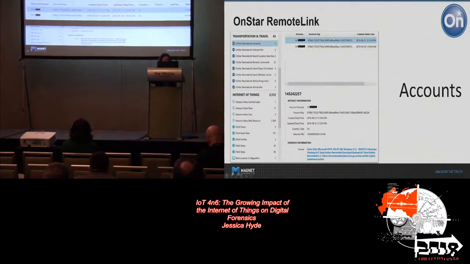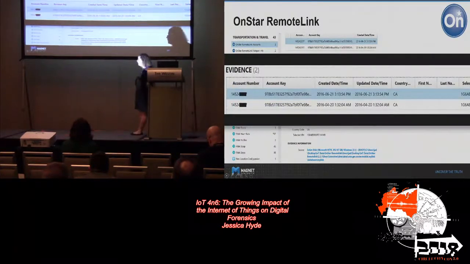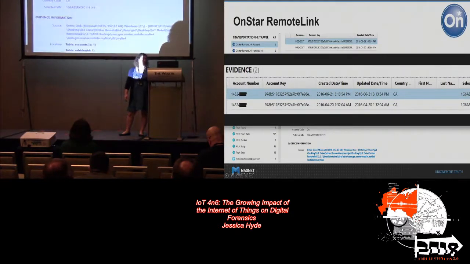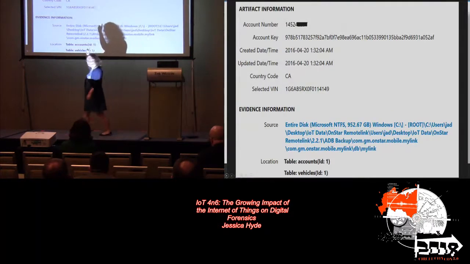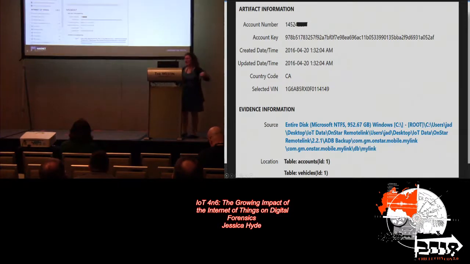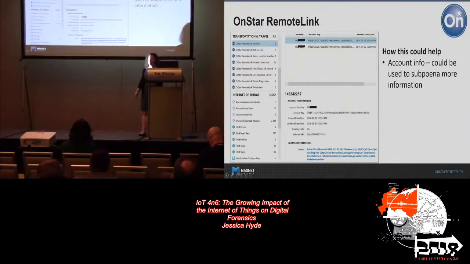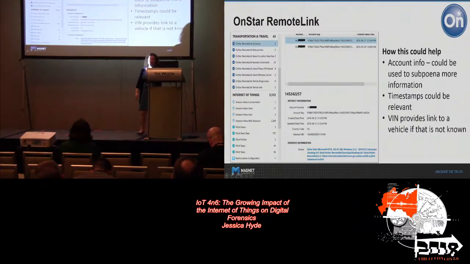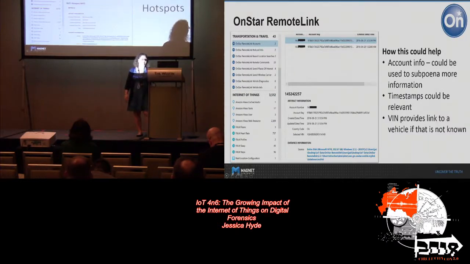All right, so OnStar, remote link. You can get the account information. Now, this account information is very valid if you get a phone that was paired with the device, and now you have a VIN. So if you didn't know what vehicle your particular nefarious actor was driving, you do now. And VINs are very powerful with DMV records. So if I didn't have your ID before, I do now. So this could be really important if you're going to subpoena or find an additional scene. Of course, there's timestamps for doing the registration. But if a VIN provides you details about a vehicle you didn't even know was involved, that's money.